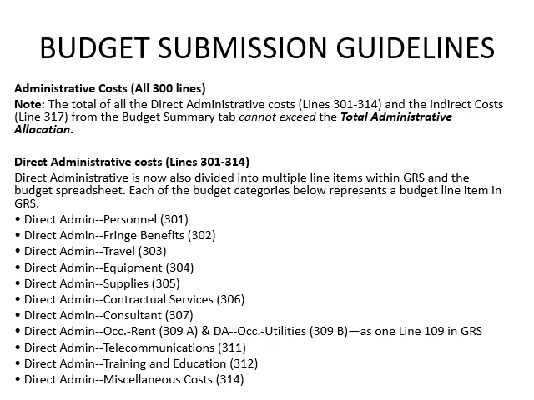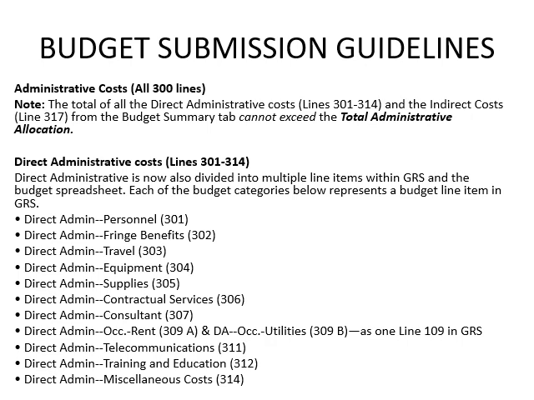Again, direct admin is now also divided into multiple line items within GRS and the budget spreadsheet. Each of the budget categories below represent a budget line item in GRS. These categories mirror those in the program support section.